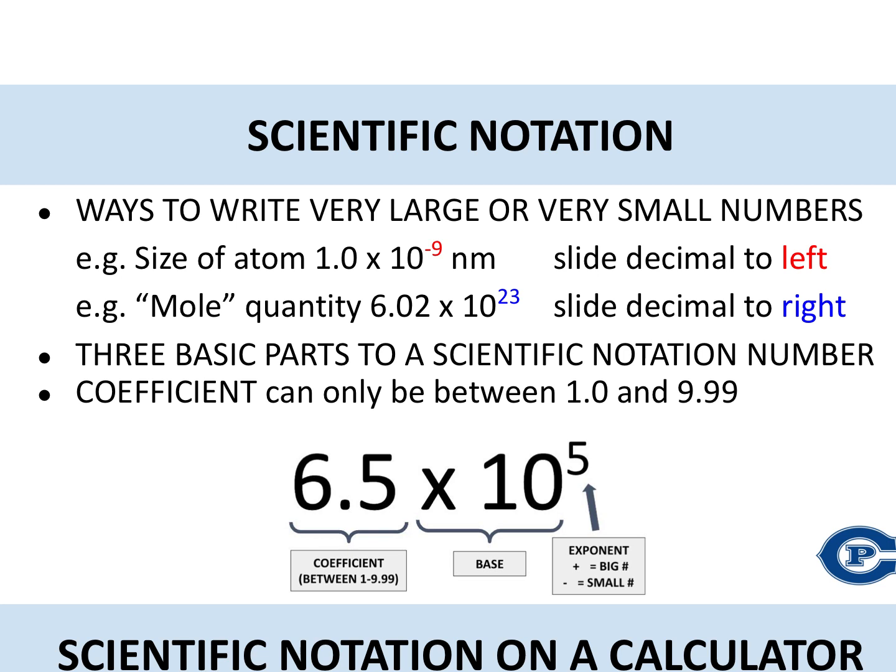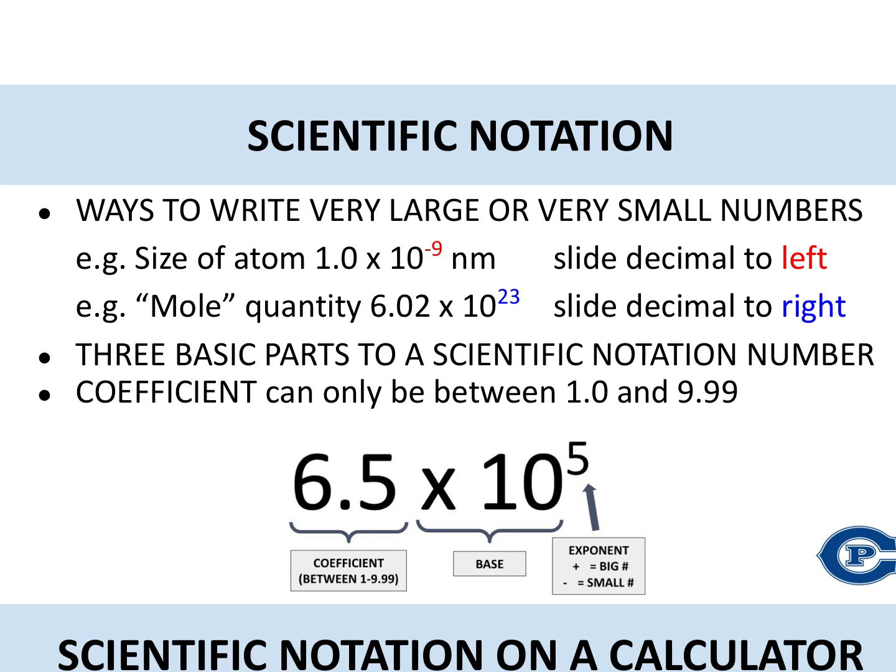The other example is a mole, which is a quantity of 6.02 times 10 to the 23rd. Again, just like I said before, this is a really big number, so you're looking at 6.02 with 21 zeros after it. The three basic parts to a scientific notation number are as follows.